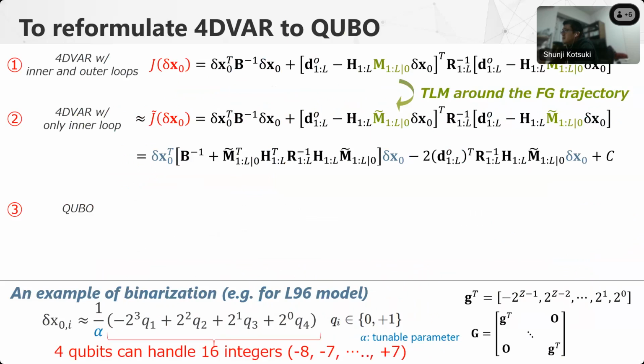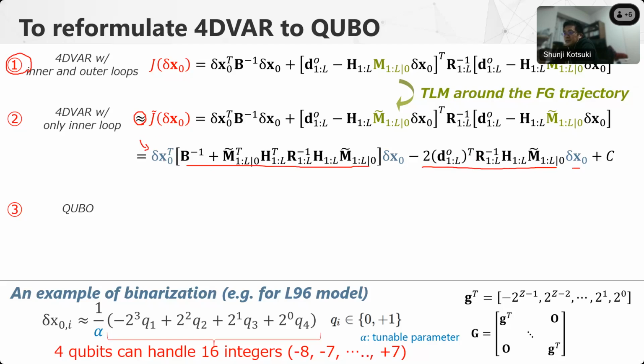Next, let's think about how to reformulate 4D-Var into a QUBO. First is the well-known equation of 4D-Var with inner and outer loops. As a first approximation, let's think about 4D-Var with only the inner loop. That means we keep using the tangent linear model and its adjoint around the first guess trajectory. In this case, the cost function can be approximated by this equation, represented by one matrix multiplied by the analysis increment, and a vector multiplied by the analysis increment, plus a constant.